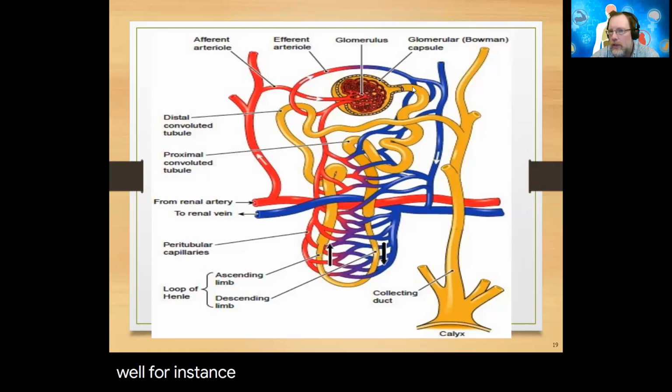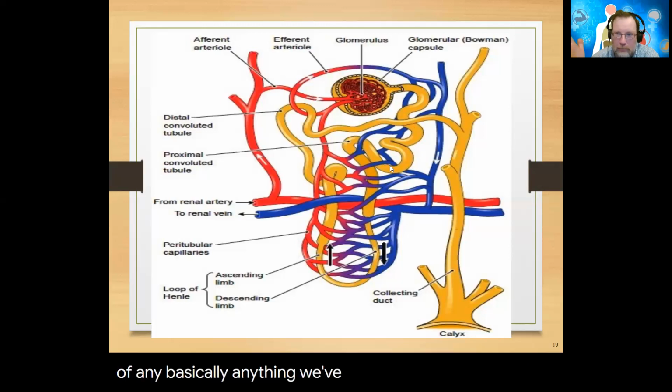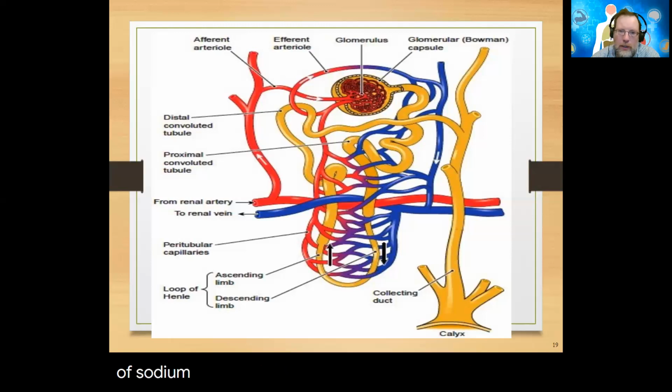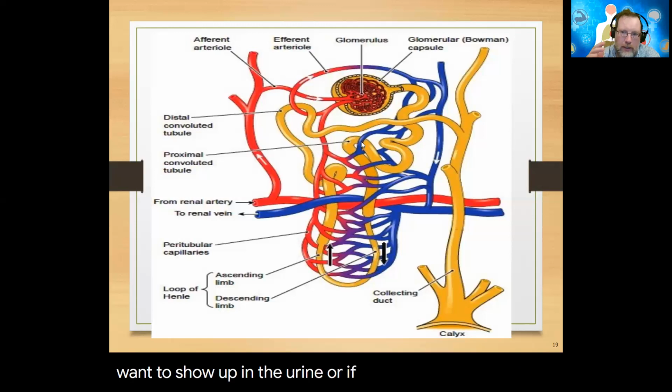Again, we'll look at what may need to be reabsorbed or pulled out. For instance, like sodium. What's getting pulled out here? Sodium, water, glucose, potassium, calcium, chloride. Basically anything we've talked about up to this point is potentially going to end up as filtrate in the urine, and we don't want glucose in the urine. We don't want high levels of sodium in the urine. We don't want certain proteins in the urine. There are things that we just do not want to show up in the urine, or if we see them in the urine, we want them to be in very low regulated levels.